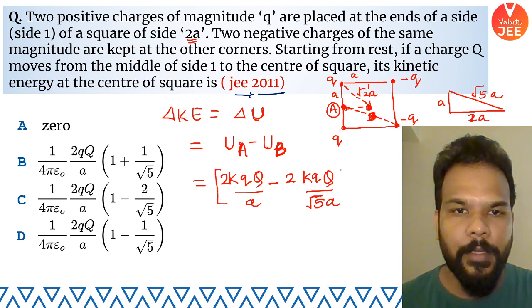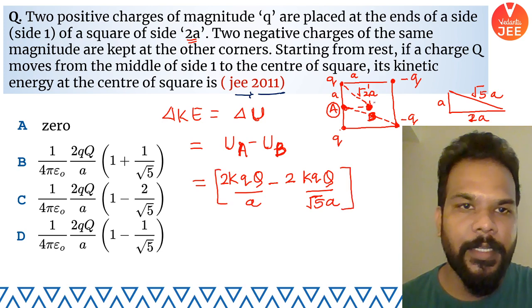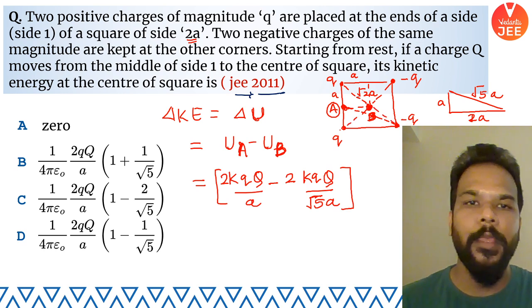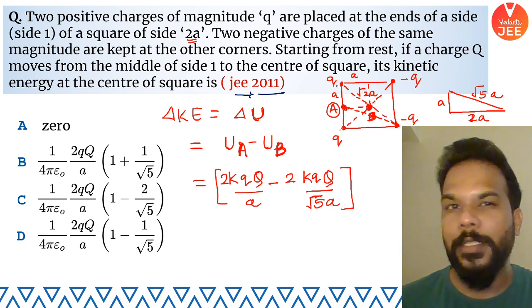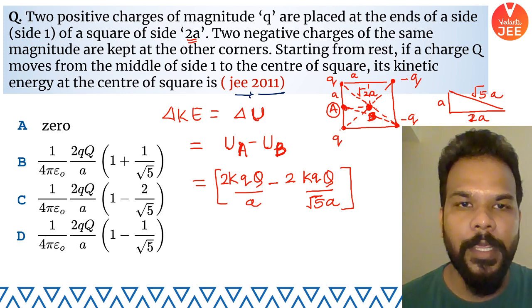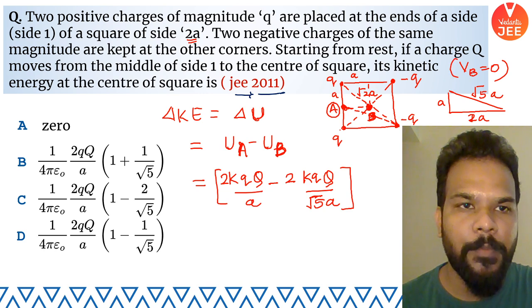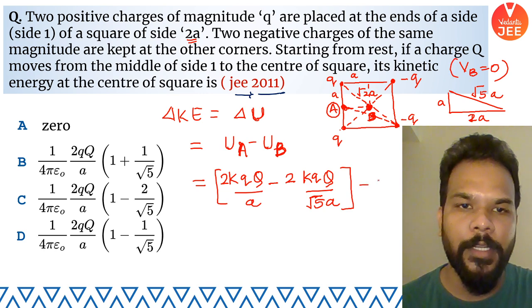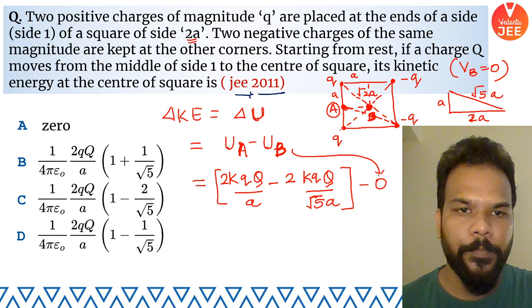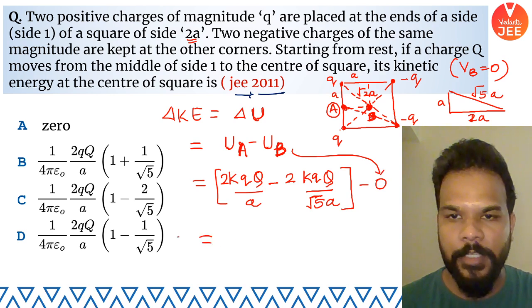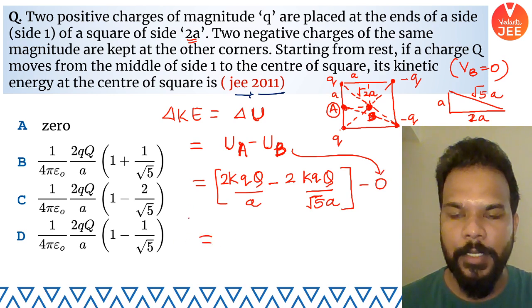Now when the charge reaches the center, all the charges are at the same distance root 2a. So the potential at B is 0. VB is 0. The potential value at point B is 0, so the overall potential energy at B is going to be 0. Now let's find the value of the final kinetic energy.